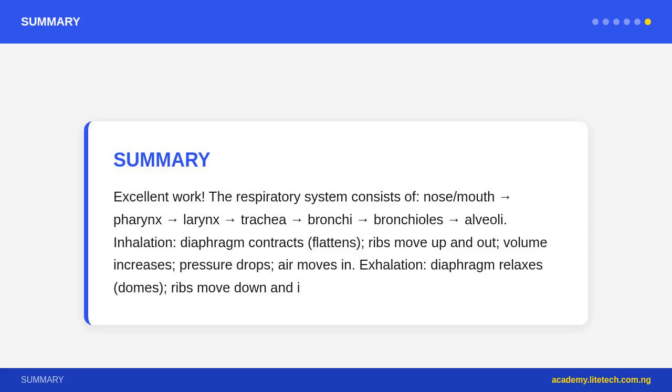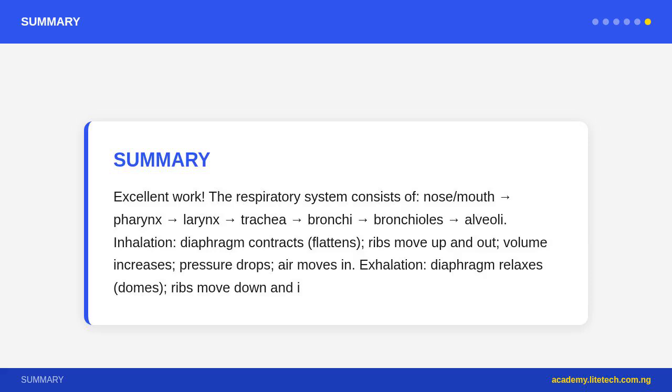Excellent work. The respiratory system consists of the nose and mouth, pharynx, larynx, trachea, bronchi, bronchioles, and alveoli. Inhalation: the diaphragm contracts and flattens, the ribs move up and out, volume increases, pressure drops, and air moves in. Exhalation: the diaphragm relaxes and domes, the ribs move down and in, volume decreases, pressure rises, and air moves out. Gas exchange occurs in the alveoli by diffusion. O2 diffuses into the blood, and CO2 diffuses out.